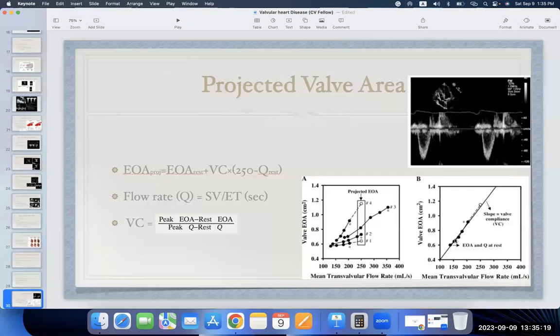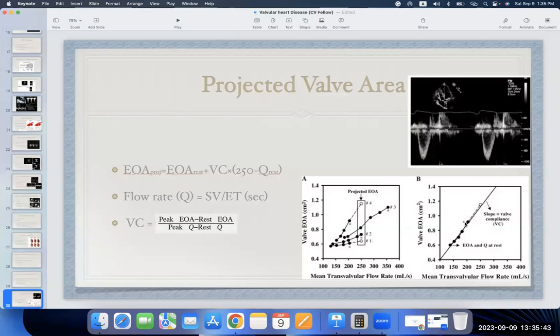And with the slope, you can calculate the predicted or projected valve area if this patient has normal flow. For us, what is normal flow? It's around 250. We consider this a normal flow. So what you will do is calculate the slope.